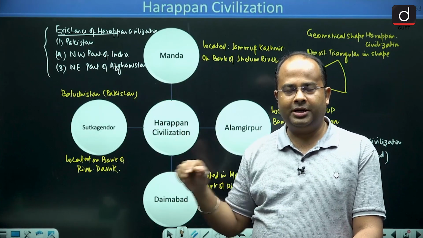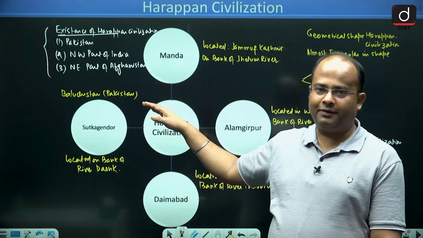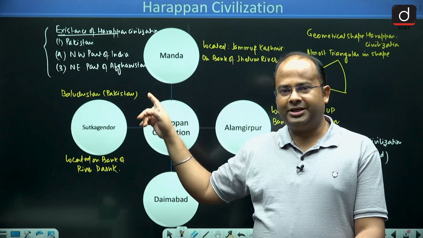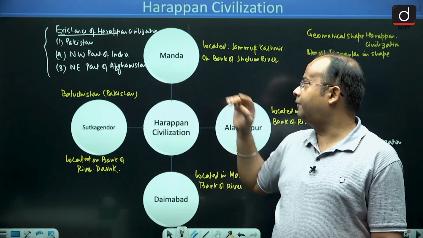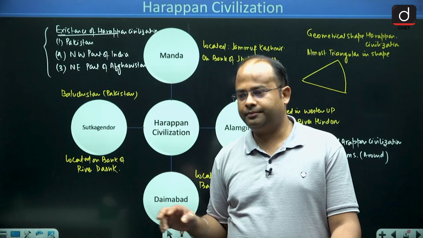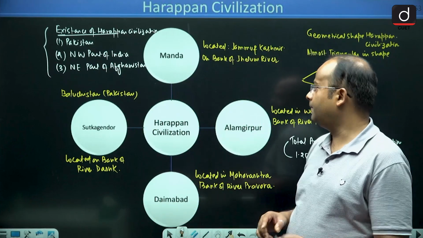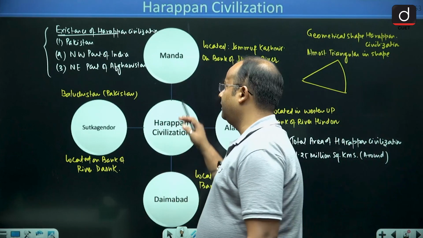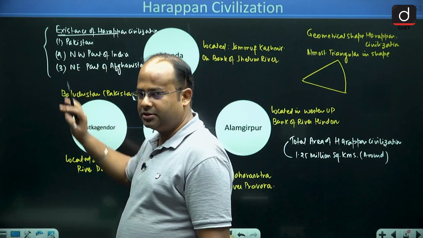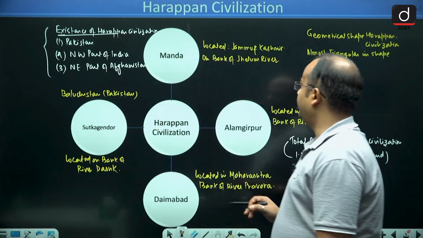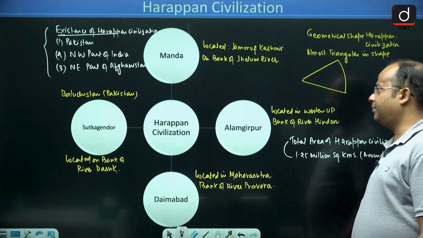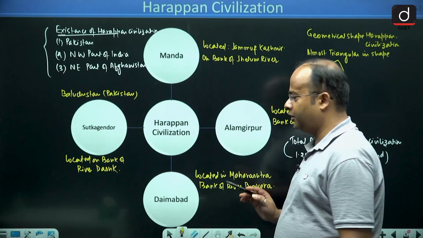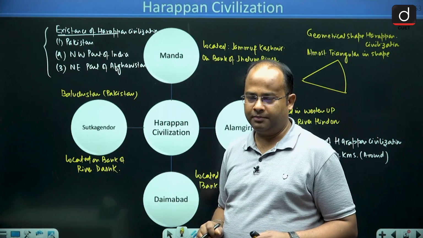I hope it is clear. So the whole of Pakistan, then the northwestern part of India, plus the northeastern part of Afghanistan. I hope, my dear learners, that is clear to all: the area from where we have found the evidence of the Indus Valley, and the geographical shape of the Indus Valley civilization. I hope I am clear to everyone.